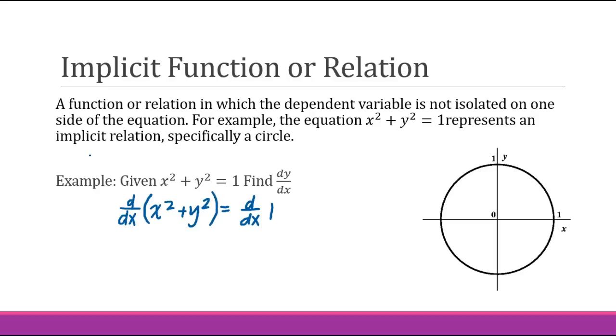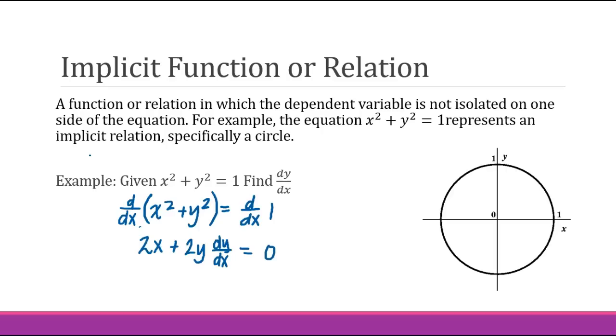So on the left-hand side, the derivative with respect to x of x squared, well, since those variables match, we just get a 2x. And then the derivative with respect to x of y squared, since those variables don't match, we're going to take the derivative sort of as usual with the power rule, 2y. And then the derivative of the inside, the derivative of y, is dy/dx. And then the derivative with respect to x of a constant is just 0.